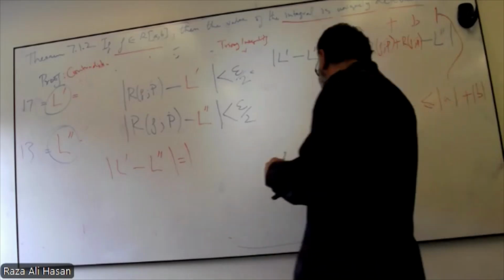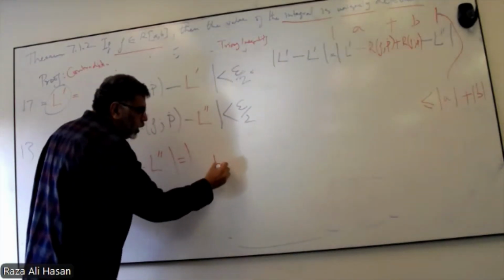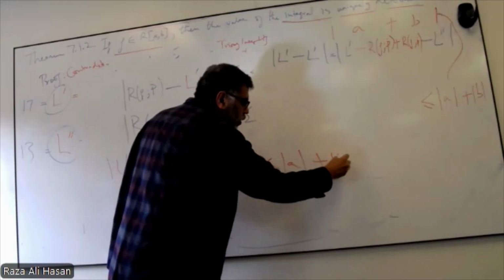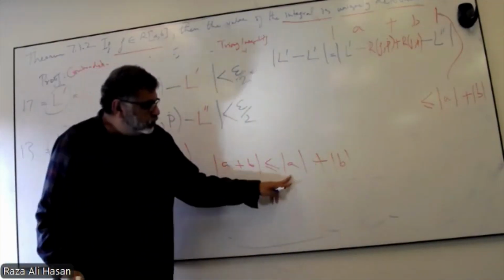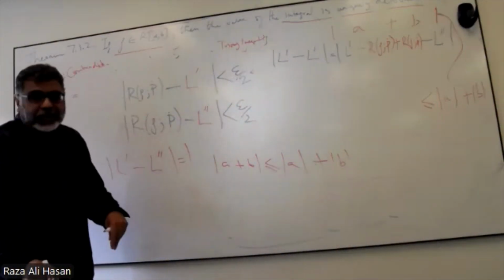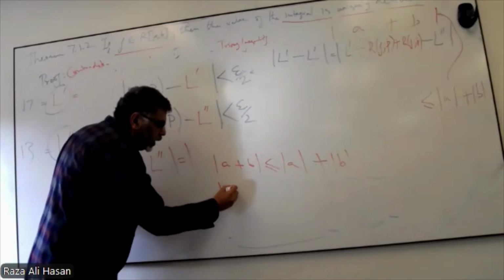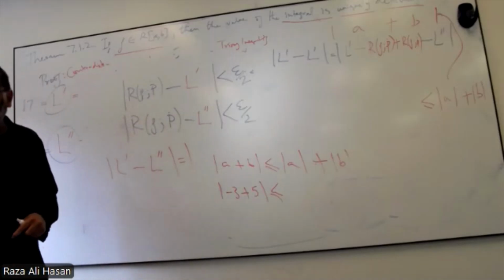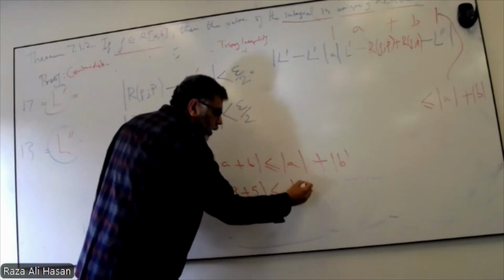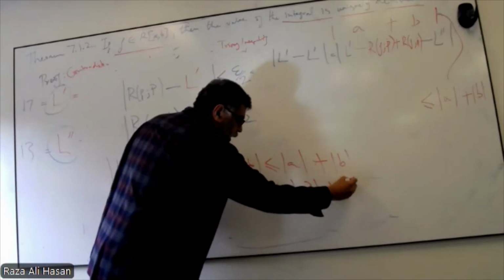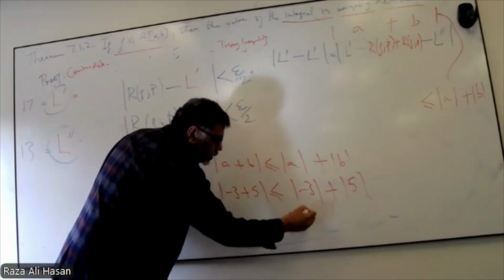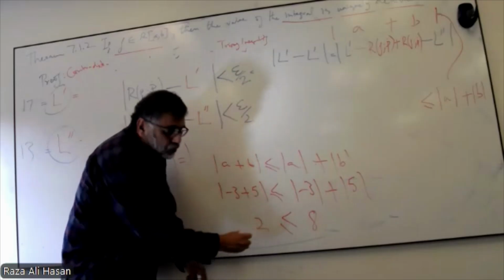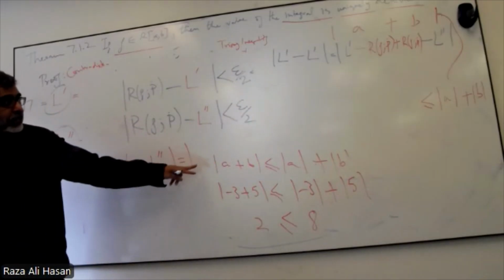So the rule is that if you have A plus B, the absolute value of A plus B is less than or equal to the absolute value of A plus the absolute value of B. Let's try this out. If I put in minus 3 plus 5, that is less than or equal to the absolute value of minus 3 plus the absolute value of 5. This is going to be 8, and this is going to be 2. So this is called the triangle inequality.